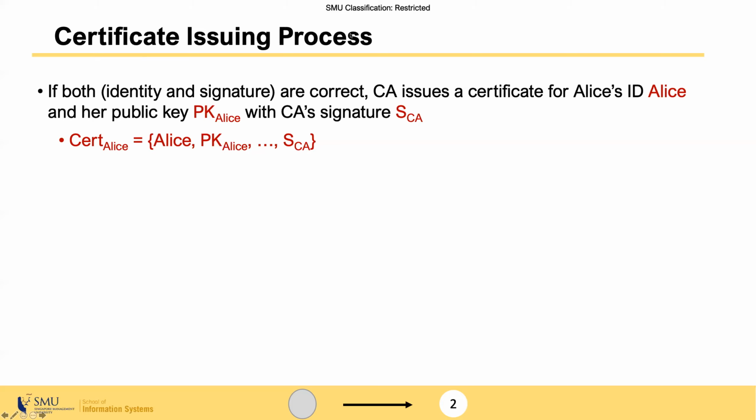I repeat, the CA's signature is necessary to ensure that all this information cannot be modified, because this digital signature is signed over the content of the certificate here, with the CA's own private key. So unless a third party has that private key, it is very hard to tamper with this information. And all this information is known as the digital certificate of Alice.